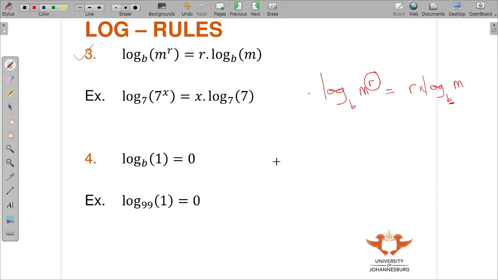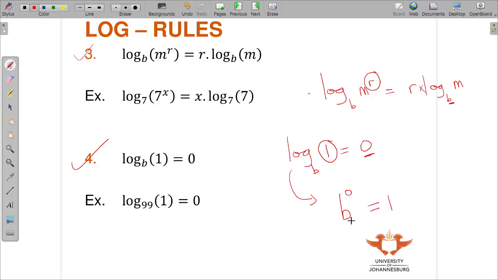All right. Rule number 4: log of 1 to base b gives us 0. So whatever base we have in the log, as soon as it is log of 1, it gives us 0. Let's see this clearly by changing this to an exponential function. If we change this to exponential function, what are we going to get? We are going to get b, the same base, but the right hand side here gives us the exponent, and this one gives us the right hand side there.